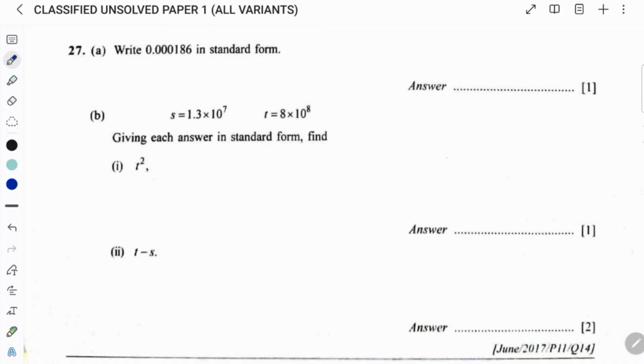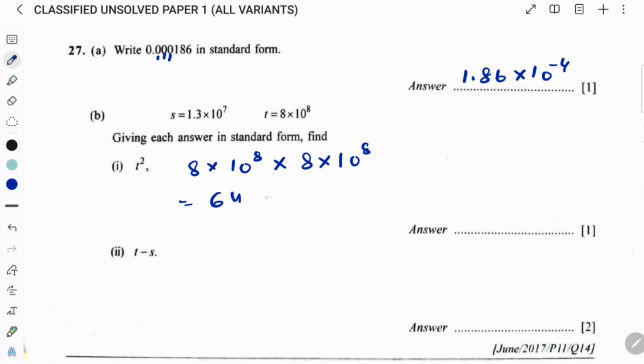Question number 27. Here was t square, that's why I'm taking this one. Your t is 8 into 10 to the power 8. Square means multiplying by itself. Then it is 64 into 10 to the power 16, then 6.4 into 10 to the power 17.